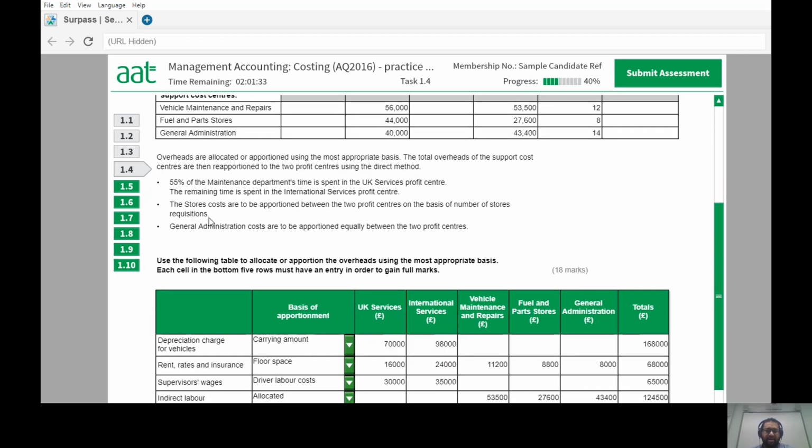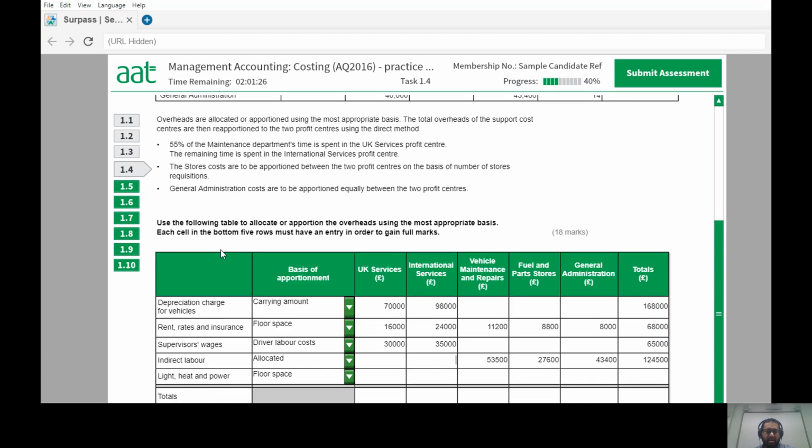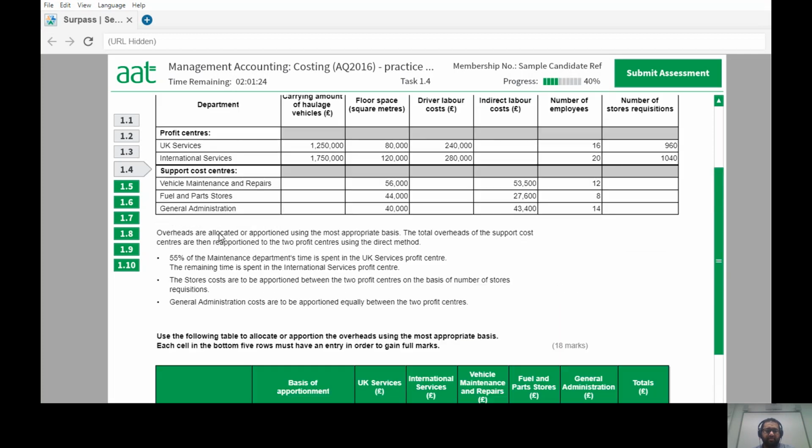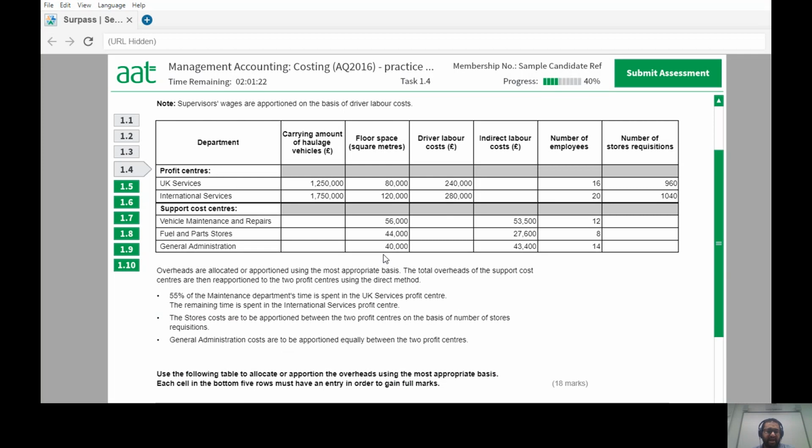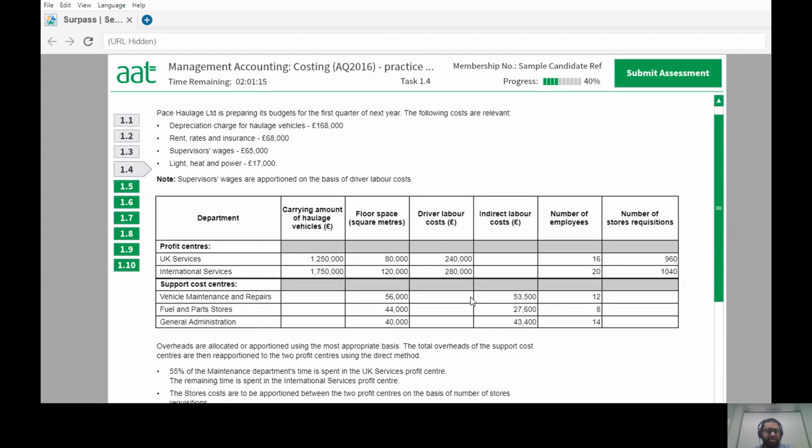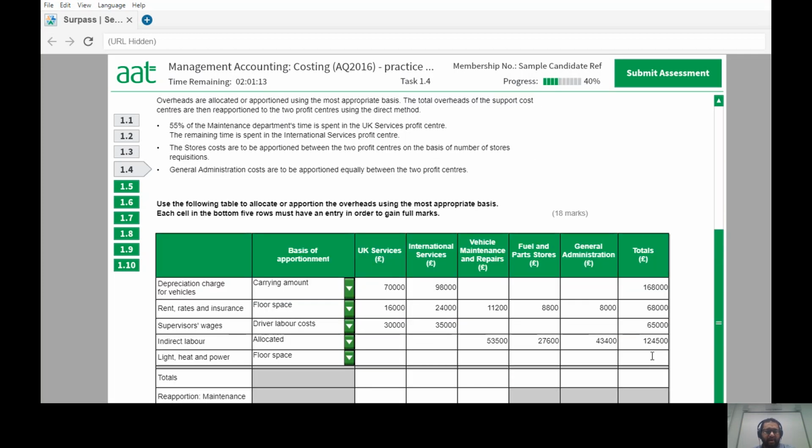Then let's go further down. Let's see what we have here. Heat and light and power. So we go back to that floor spacing again. So we remember the floor space was 340,000. So we're going to do the same thing for that cost as well. It's going to be 17,000 pounds we're going to be appropriating. So 17,000 divide by 34 multiply by 8,000. So that's going to be 4,000 here.